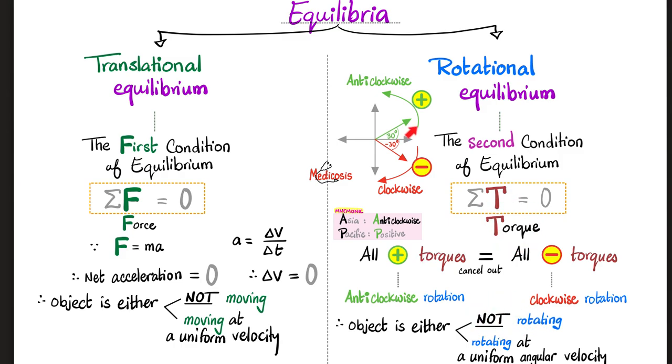How can this happen? Well, imagine that we have a force trying to rotate me anti-clockwise with a torque of 5 Newton meter, and another force trying to rotate me clockwise with an equal magnitude, 5 Newton meter, but opposite in direction, negative instead of positive. Both of these two will equal and cancel each other out. They have the same magnitude, but the opposite direction. So the positive torque will cancel the negative torque.